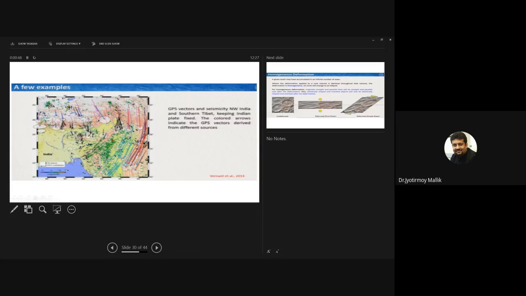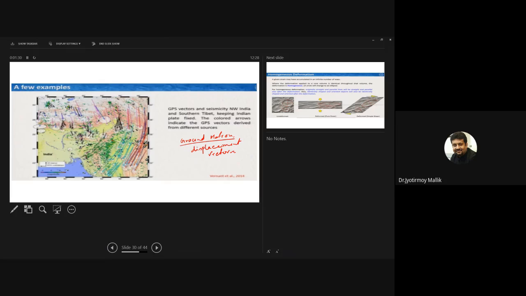So you can actually install a global positioning system station, connect it with the satellites, and that records ground motion, or simply the displacement vectors. What does that mean? With respect to a fixed point, with what magnitude and in what direction the particular point at which that GPS station is installed has moved.